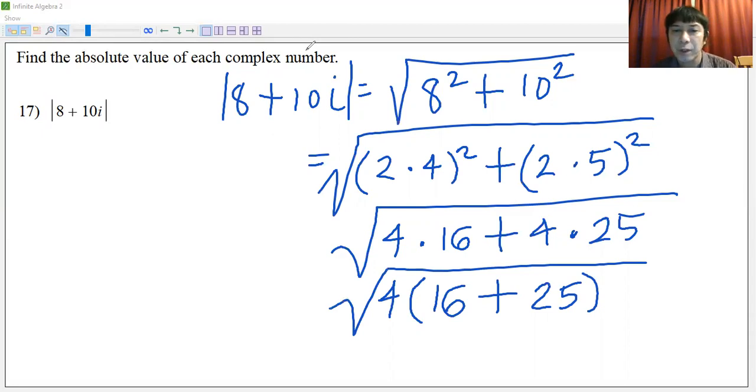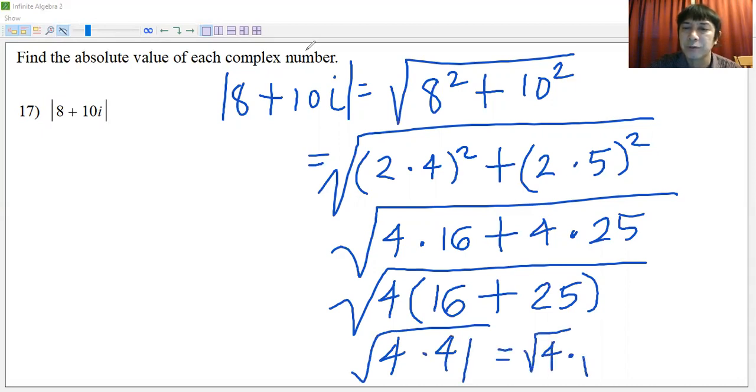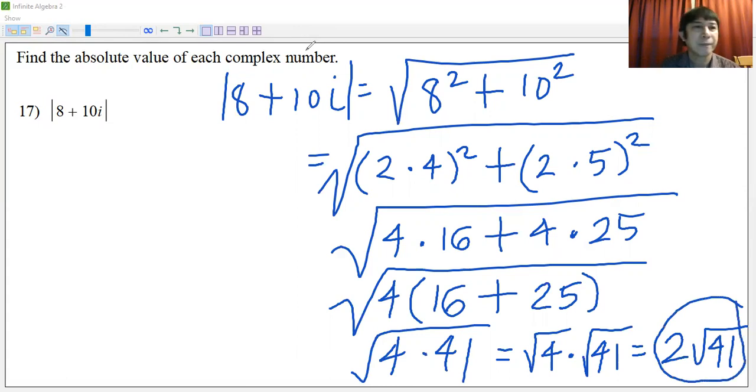So this will actually become the square root of 4 times, how much is that? 41. So we have the square root of 4 times 41, which gives us the square root of 4 times the square root of 41, which is reduced now to the square root of 4 being exactly 2, and the square root of 41 remains. And this must be the answer. Let's verify. It's over here: 2 square root of 41. That happens to be our answer.